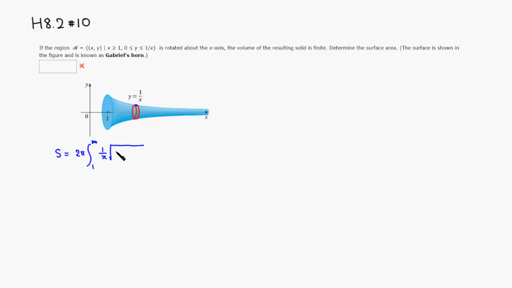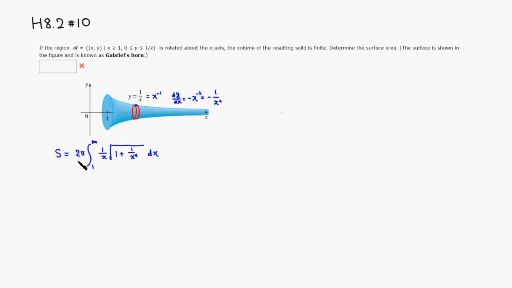So it's going to be 1 plus the derivative of y squared. Y is x to the negative 1, so if you take the derivative, dy over dx, put the negative 1 in front of x, and subtract 1 from the power. This is going to be negative 1 over x squared. If you square that, you get 1 over x to the 4th, with respect to x.